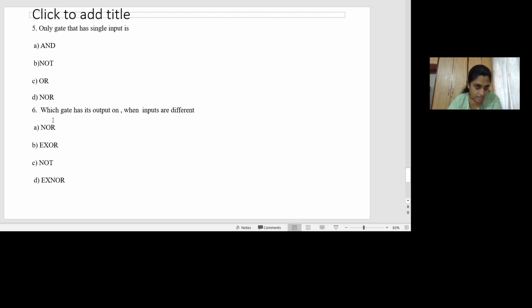Now let's go through the last question. Which gate has its output on when inputs are different? That is, when the inputs A and B have different values, the output is 1. For which gate does this apply? The choices are NOR, XOR, NOT, XNOR.